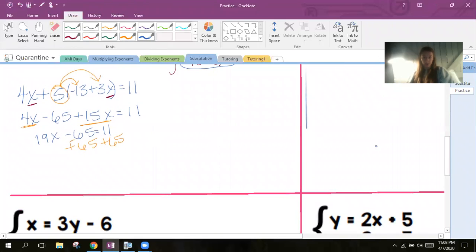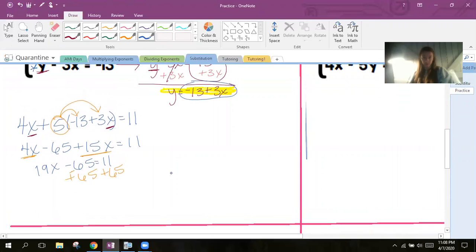All right, so those 65s will cancel out. I have 19x equals 76. Divide both sides by 19. That cancels out. And I'm left with x equals 4.